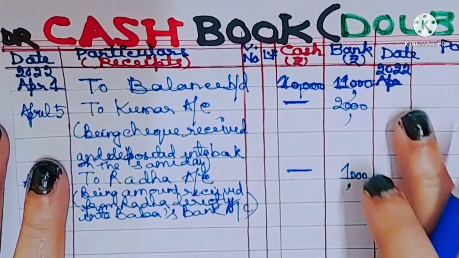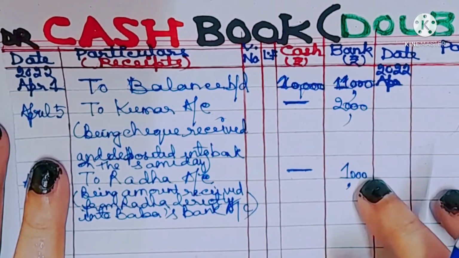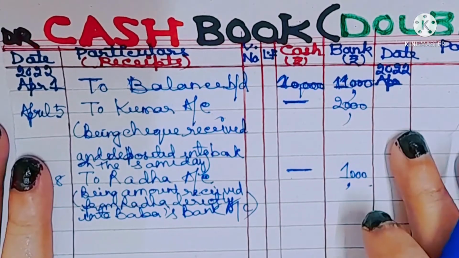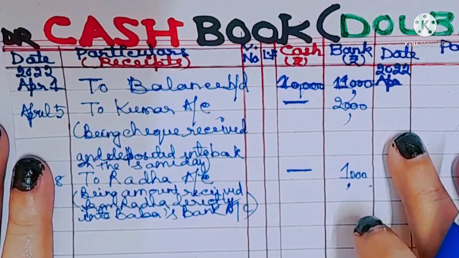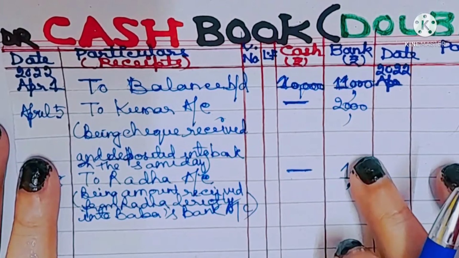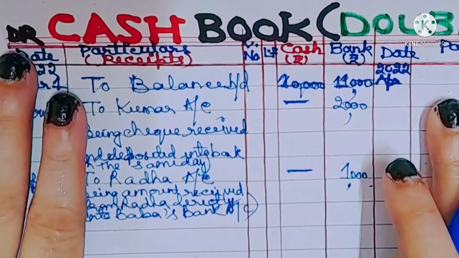Moreover, bank column represents bank account. Bank account comes under personal account. According to personal account, the receiver of the benefit is debit. Here, when Radha, a customer, directly deposited the amount into Baba's bank account, bank is the receiver of the amount. So, bank account will be debited by 1000. Okay. So now let's see the next transaction.